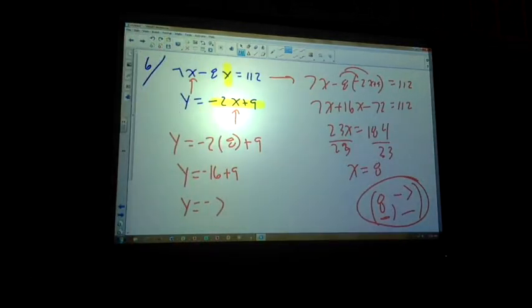All right. 7, 8, or 9. We're graphing them. Number 7. The y-intercept on the top one is negative 2. The y-intercept on the bottom one is 2. Okay.